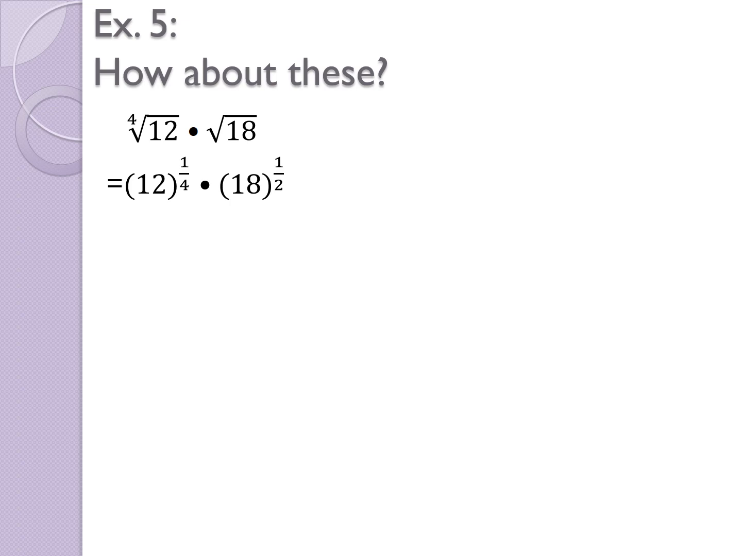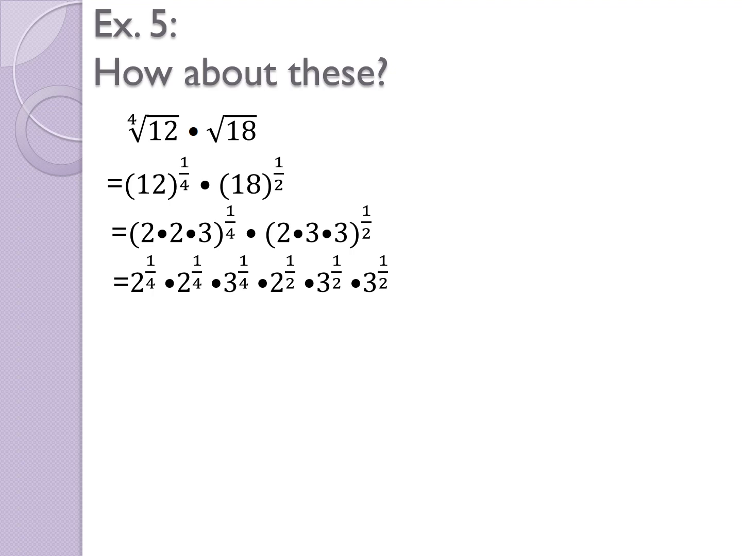But if I break 12 down to its prime factorization, kind of like when we're trying to simplify a radical and we go 2 times this, this breaks down into 2 times this, do that with 12 and 18. So 12 breaks down into 2 times 2 times 3 to the 1/4. And 18 breaks down into 2 times 3 times 3, because that makes 18, to the 1/2. From here, guys, it's just the Oprah rule. You get a 1/4, you get a 1/4, you get a 1/4. And then the next one, you get a 1/2, you get a 1/2, you get a 1/2.